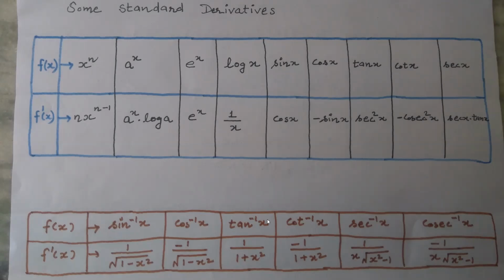Next is tangent inverse x. Its derivative is 1 upon 1 plus x square. And for cotangent inverse x, its derivative, just put the minus sign before the derivative of tangent inverse x. Next, what is the derivative of secant inverse x? This is equal to 1 upon x into square root of x square minus 1. Last one: what is the derivative of cosecant inverse x? The derivative of cosecant inverse x is minus 1 upon x into square root of x square minus 1.